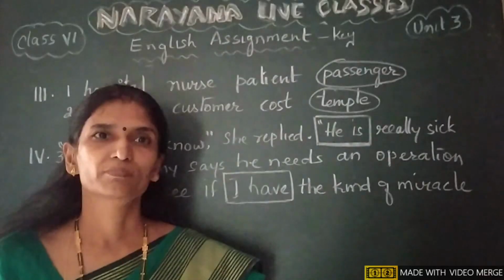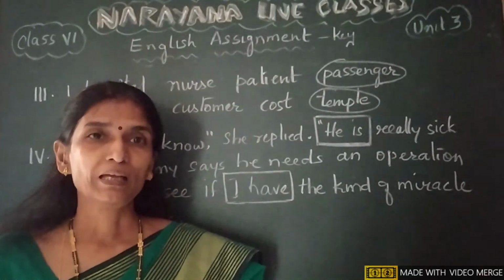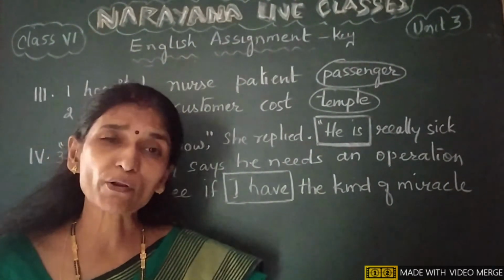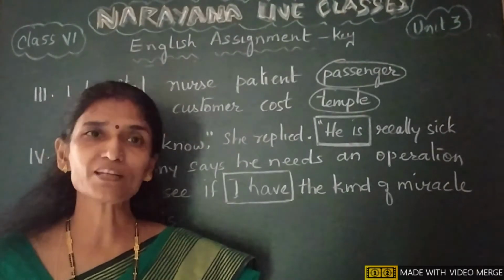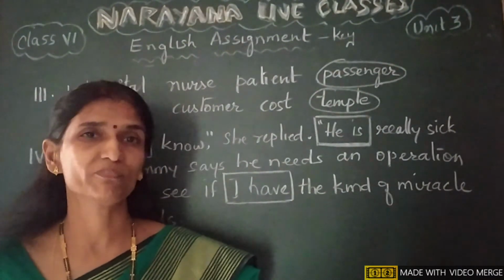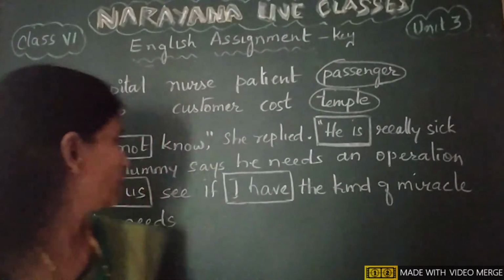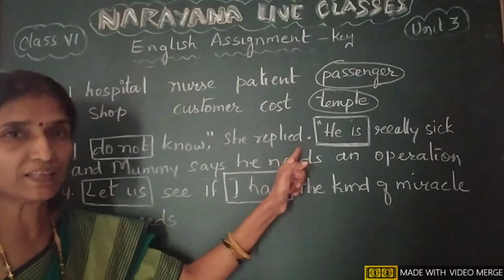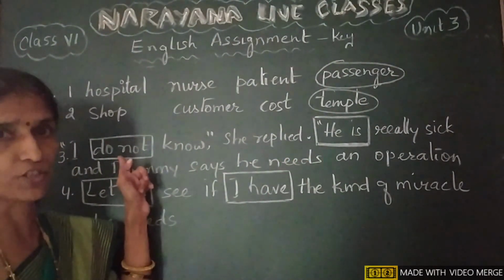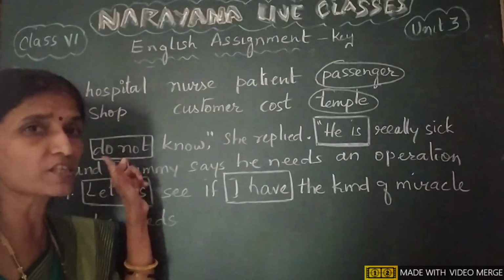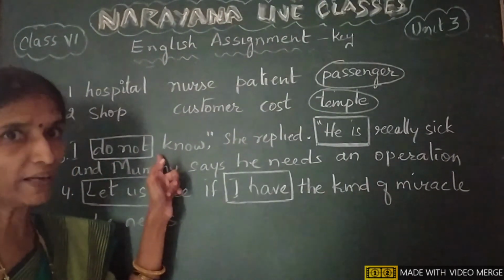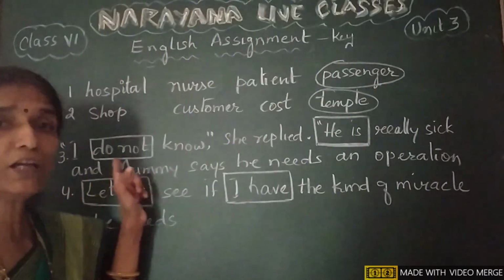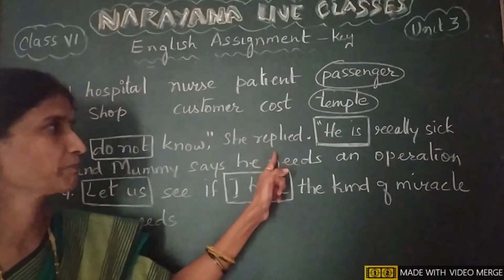Now the last question. This question is based on the usage of contractions. Some contracted words are used. We are supposed to write the expanded forms of these. The first one: I don't know, she replied. Don't is a contraction. So the expanded form of don't is do not. I do not know, she replied.